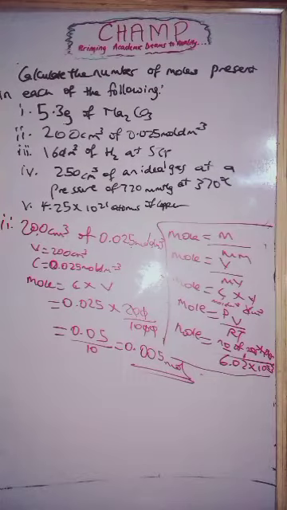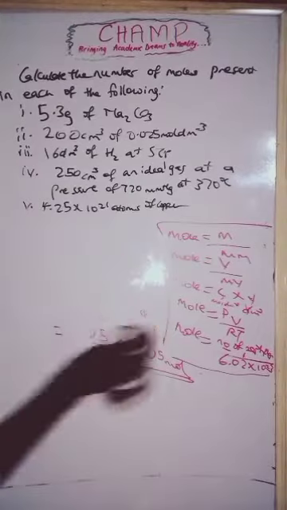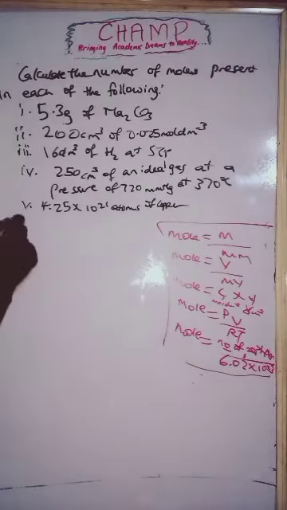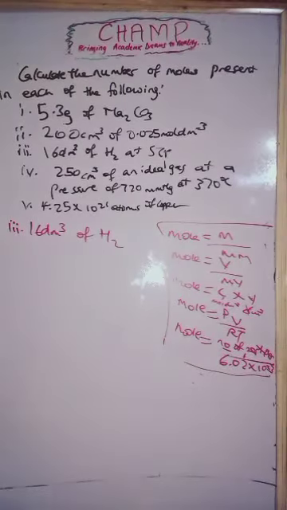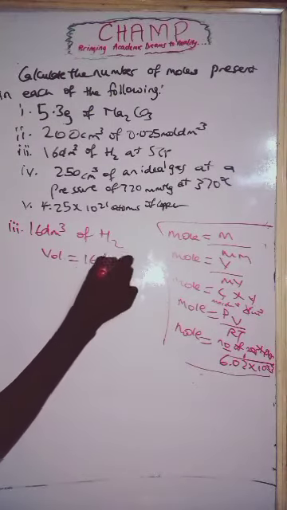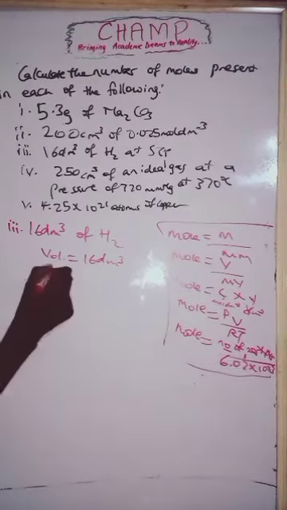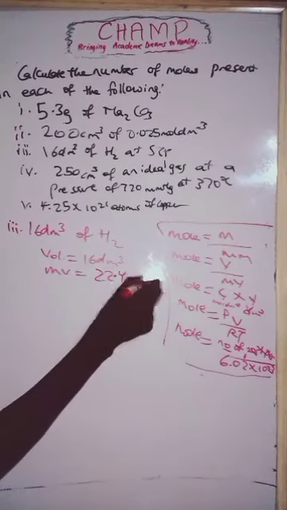So just check it out while we take the next one. So we have the next question now, which is 16 dm cube of hydrogen gas at STP. So we've been given the volume, 16 dm cube. For a gas we use what? Volume over molar volume. What's the molar volume of a gas at STP? That's 22.4 dm cube.